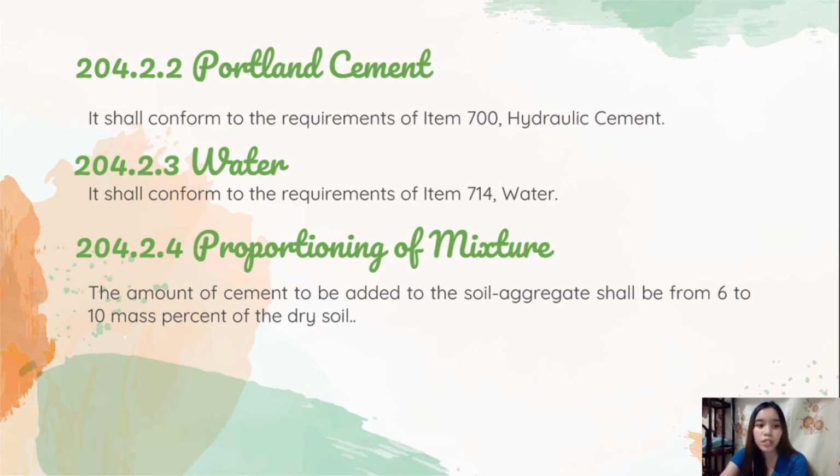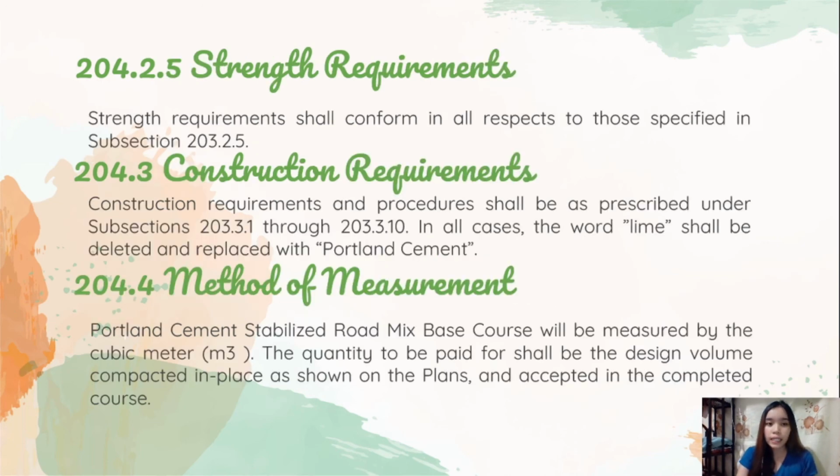Then proportioning of mixture. The amount of cement to be added to the soil aggregate shall be from 6 to 10 mass percent of dry soil. Then the exact percentage to be added shall be fixed by the engineer on the basis of preliminary laboratory tests and trial mixes of the materials furnished by the contractor. Then the strength requirements is the same as the previous item, as specified in subsection 203.2.5.